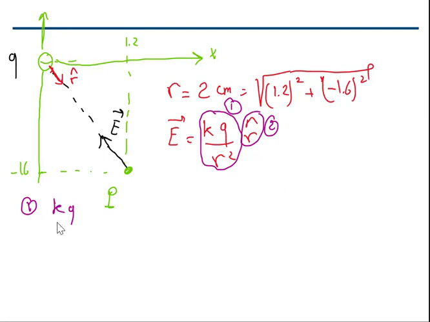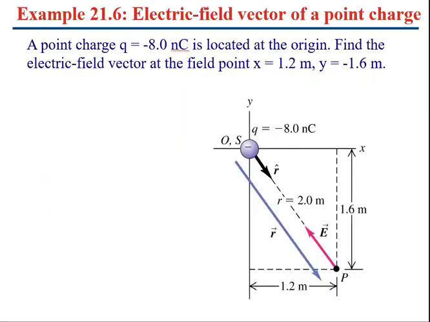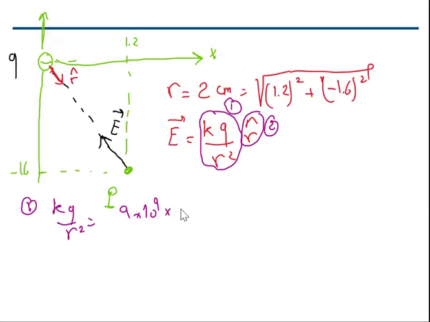kq over r squared is equal to 9 times 10 power 9 times, what is minus 8 nanocoulomb? Minus 8 times 10 power negative 9. Should we put an absolute value? No. Divided by the distance between them, so it's 0.02 squared.